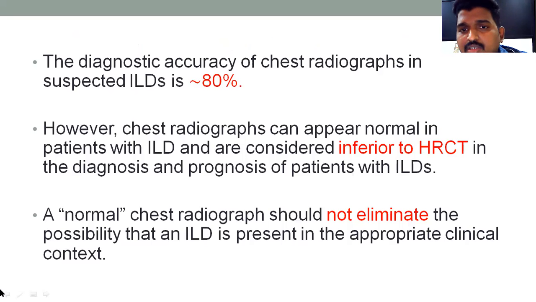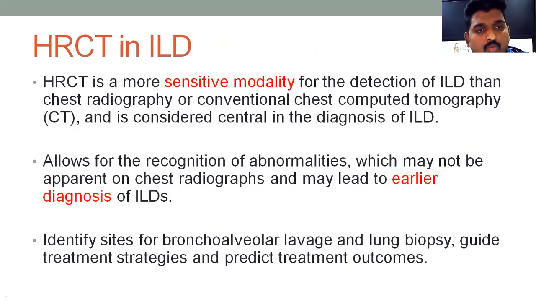The diagnostic accuracy of a chest X-ray in suspected ILD is around 80%. However, chest X-ray can appear normal in patients with ILD and is considered inferior to HRCT in the diagnosis and prognosis of ILDs. That's why a normal chest X-ray should not eliminate the possibility that an ILD is present in the appropriate clinical context. So let's come to the most important part of investigation in ILD, HRCT, that's high resolution computed tomography.